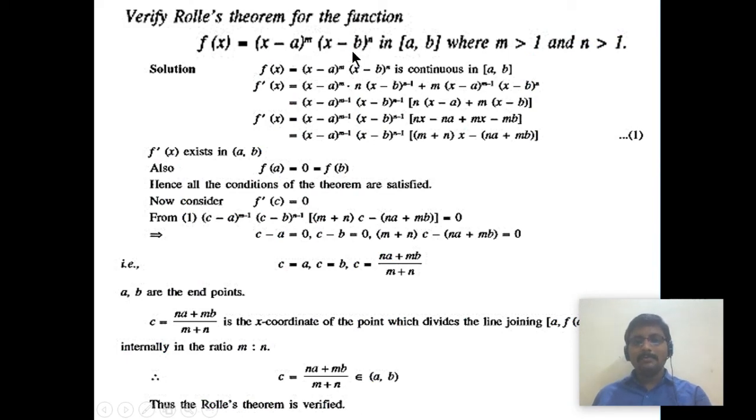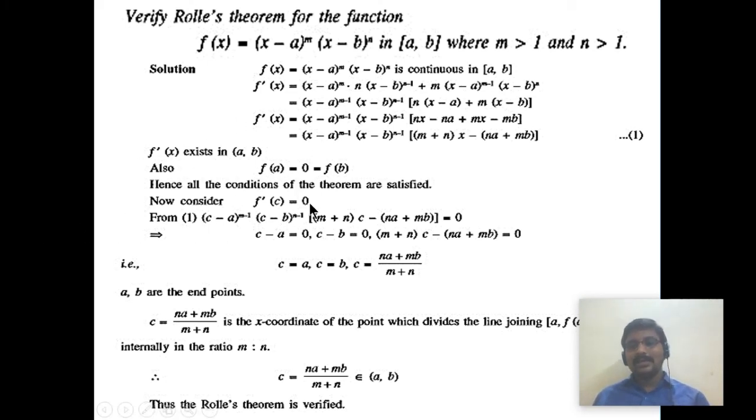Another example, f of x is x minus a whole power m into x minus b whole power n in the closed interval a comma b. Clearly, f is continuous. f dash of x is obtained by using the product rule, and we will have the functional values at the endpoints. f of a is a minus a whole power m, that is 0, into any function, 0. f of b is also b minus b, 0, into any function, 0. So the three conditions of Rolle's theorem are clearly satisfied. Hence by Rolle's theorem there exists one value for x, say c, in the open interval a comma b, such that f dash of c is equated to 0.